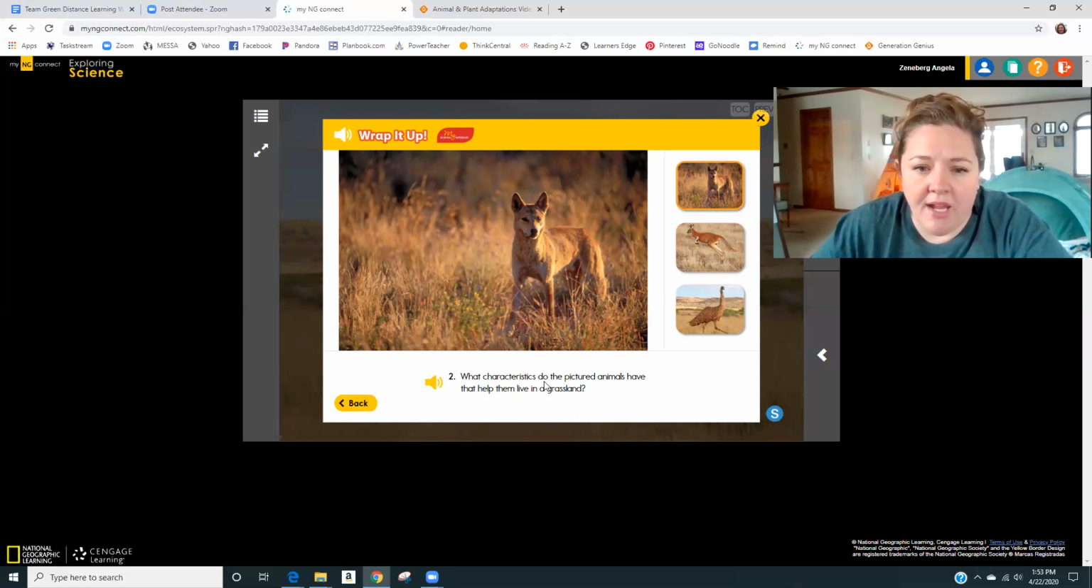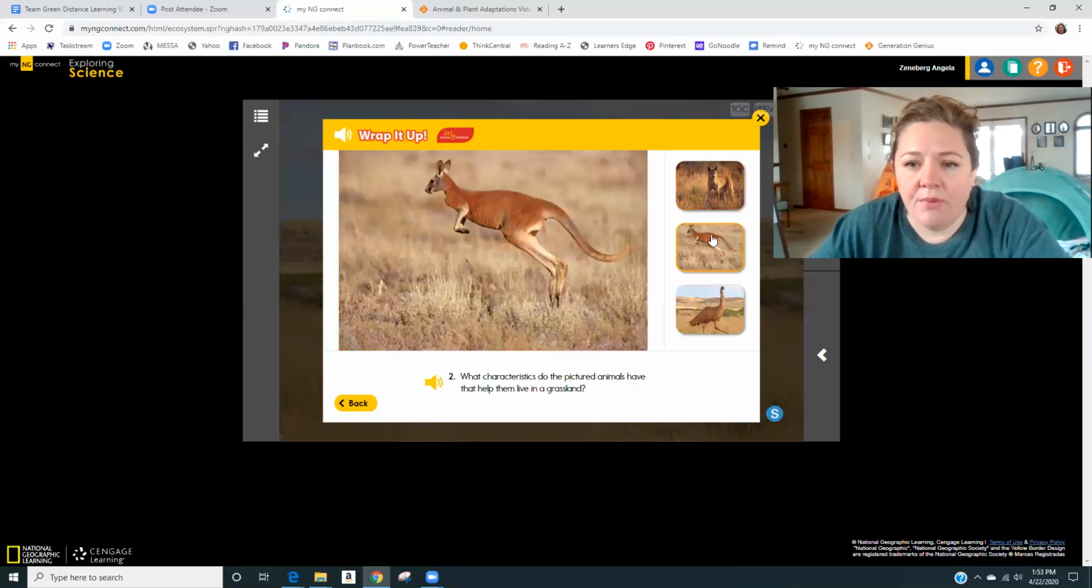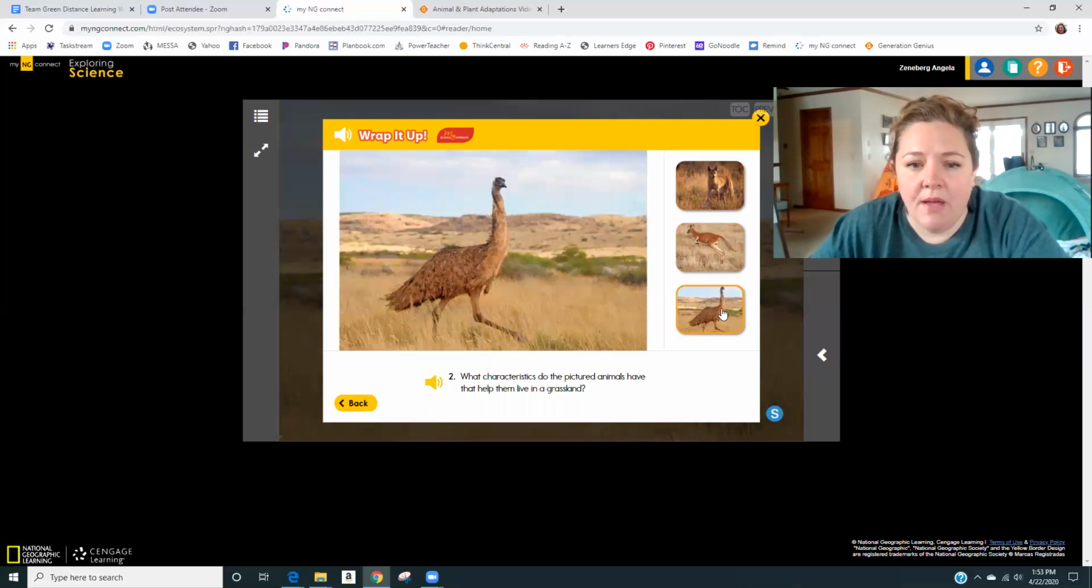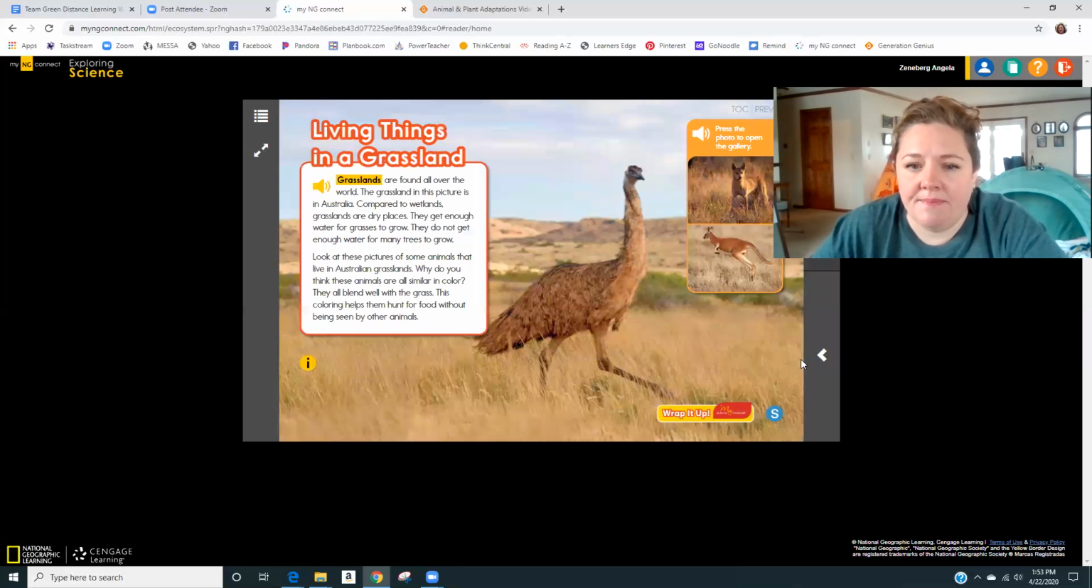Question number 2 says, what characteristics do the pictured animals have that help them live in a grassland? We talked a lot about this. This dingo, this kangaroo, and this emu are all the same color as their habitat, which helps them blend in and be protected.